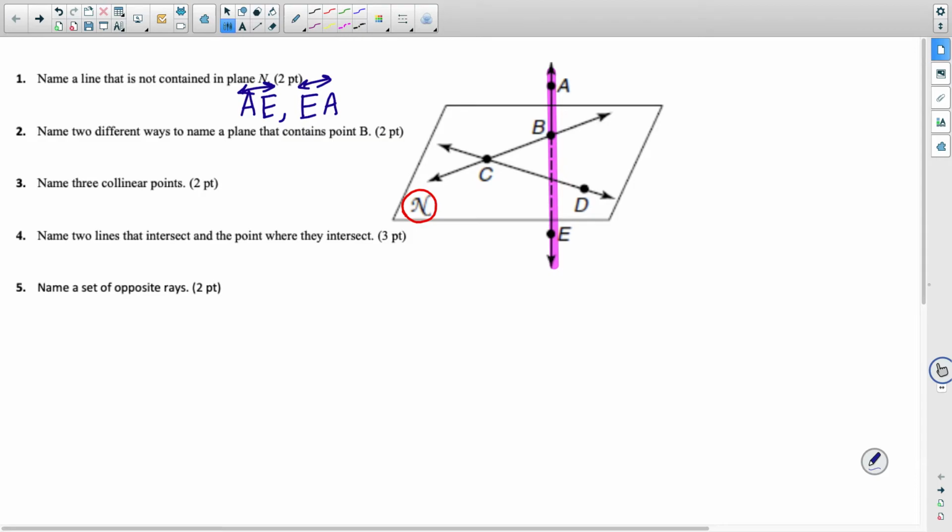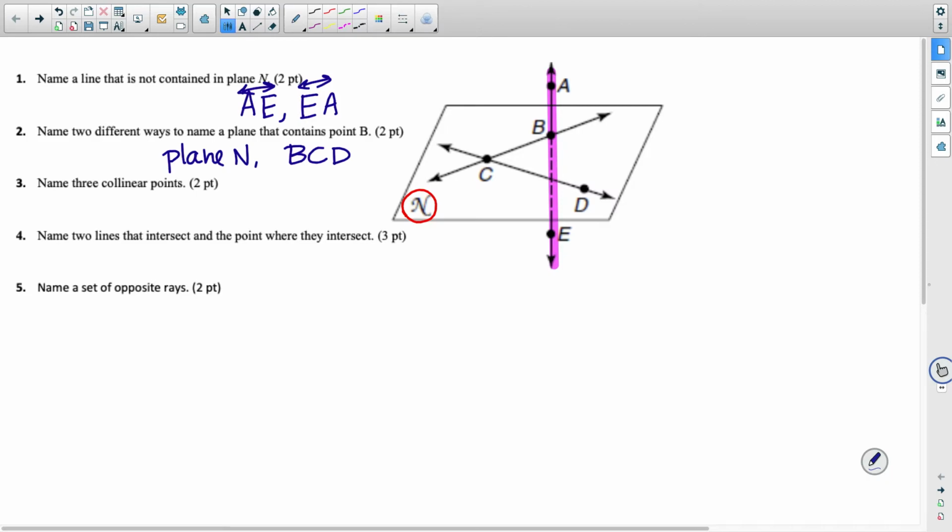Name 2 different ways to name a plane that contains point B. So we're naming this plane in 2 different ways. One way is you can just write plane N. But another way is any 3 points not on the same line. So I can name it plane BCD, and it doesn't matter the order. I can call it DCB.